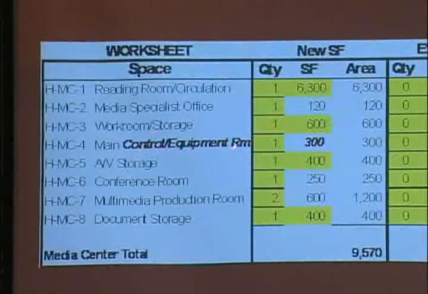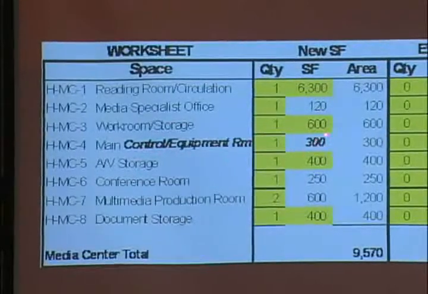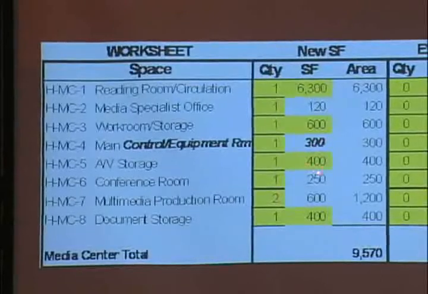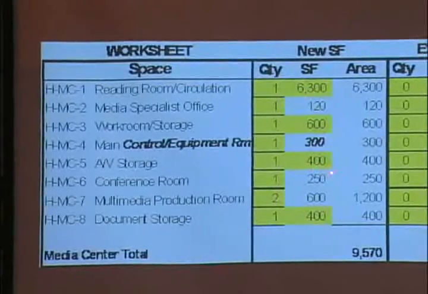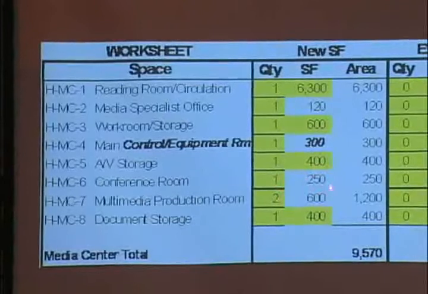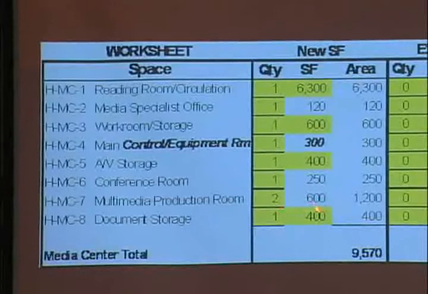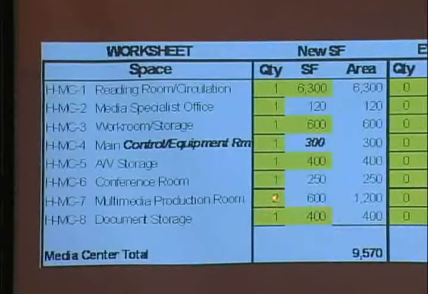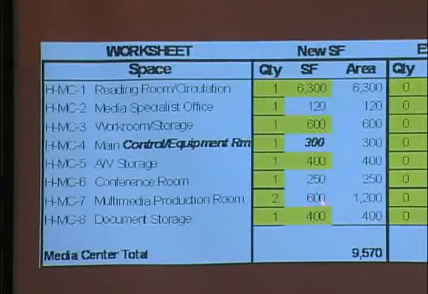The main control room is where your computer hub basically for the building is located. They'll have 400 square feet of AV storage. There will be a conference room located in the media center area. Multimedia production. You have a wonderful growing multimedia production program at your high school. There will be 2 spaces for that of 600 square feet.